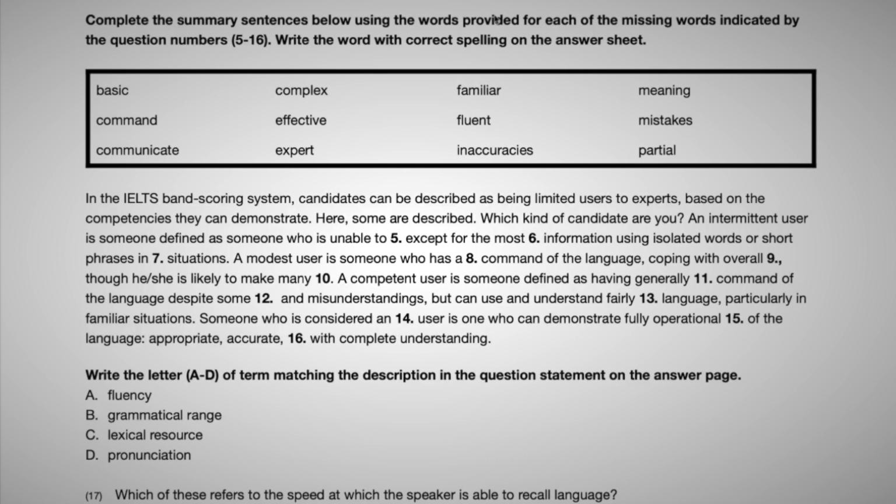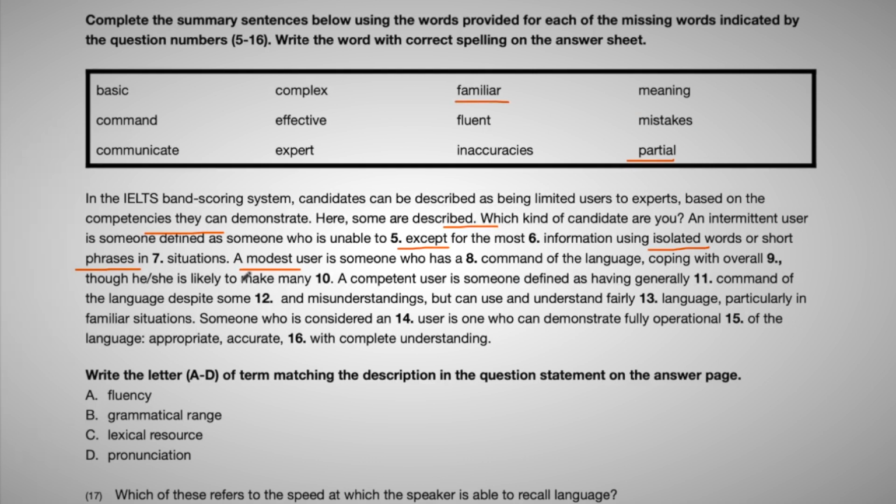In the IELTS band score systems, candidates can be described as being limited users to experts based on the competences they can demonstrate. Here some are described. Which kind of candidate are you? An intermittent user is someone defined as someone who is unable to communicate except for the most basic information using isolated words or short phrases in familiar situations. And a modest user is someone who has a partial command of the language, coping with overall meaning.